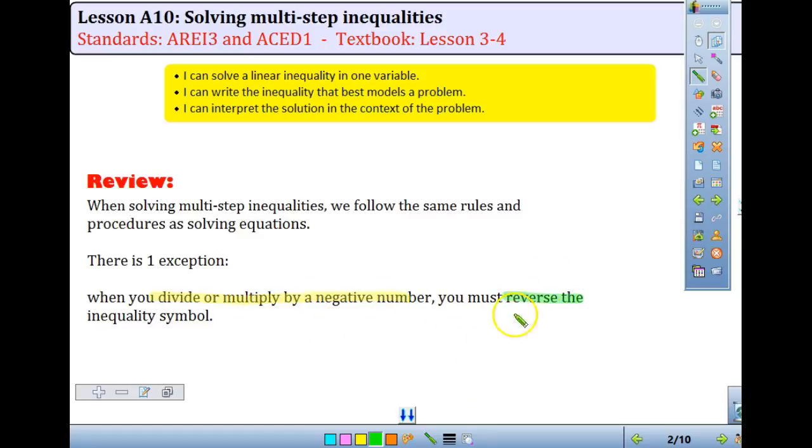So if it was less, it becomes greater. If it was greater, it becomes less. Greater or equal becomes lesser or equal. Okay? So solving is the same, except when you multiply or divide by a negative number. It does not matter if the equation has a negative number in it. It's just if you actually multiply or divide. That's the only time you're changing it.